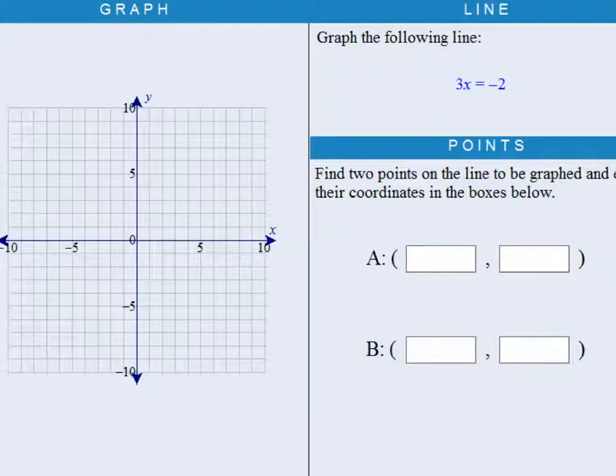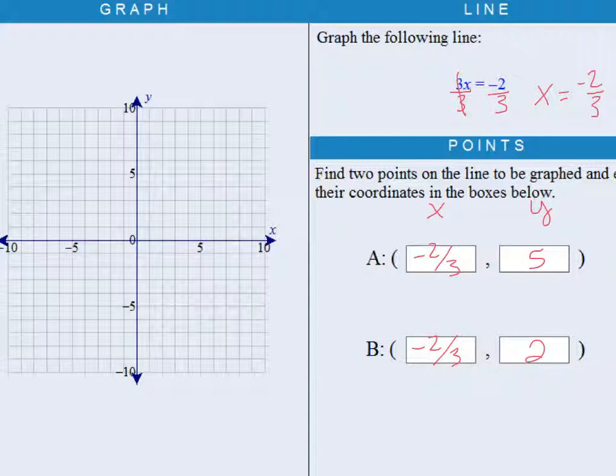Let's try this one. This one only has an x in it. It's kind of the same deal, though. Let's get the x by itself, divide both sides by 3. So x is going to be equal to -2/3. So in this case, what that means is when I'm picking points, x is going to always have to be -2/3. Y can be anything I want, but the x has to be -2/3.